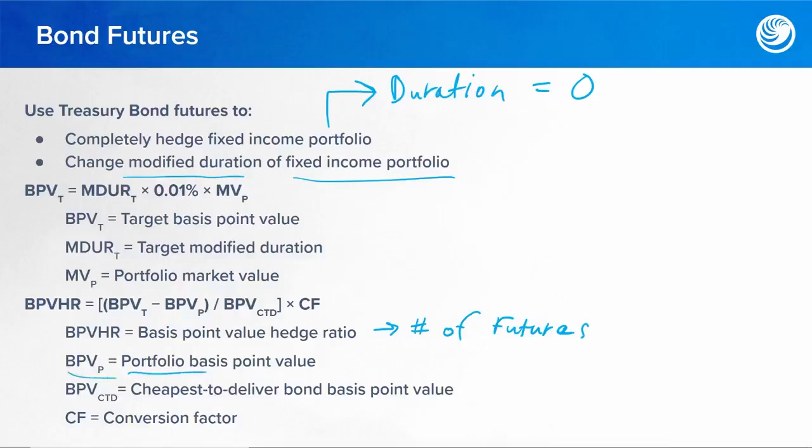Remember, target is where we want to be. P, portfolio, is where we are now. So really this component right here just tells us the change that we want to make. Now we divide that by the basis point value of the cheapest to deliver bond. And why the cheapest to deliver bond? A lot of these futures contracts' pricing is based on the cheapest to deliver bond.